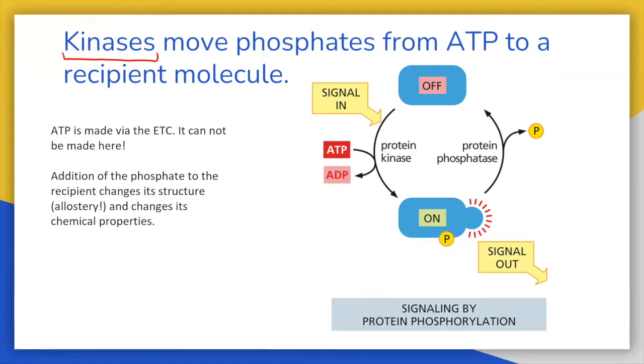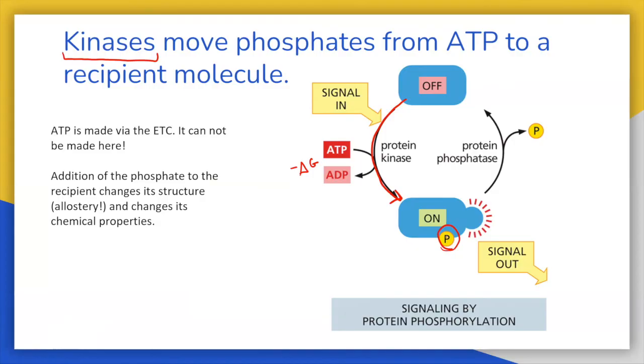Again, ATP is made via the electron transport chain. It cannot be made here. We're not in the electron transport chain right now. So those ATPs are made somewhere else. They're brought over here. And this protein that is off can be turned on by taking the phosphate from ATP in this negative delta G ATP hydrolysis and giving the phosphate to this new molecule. And now that new molecule is in the on conformation.